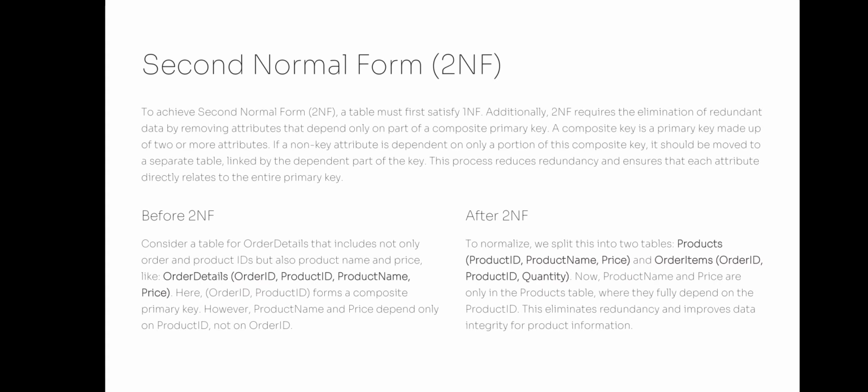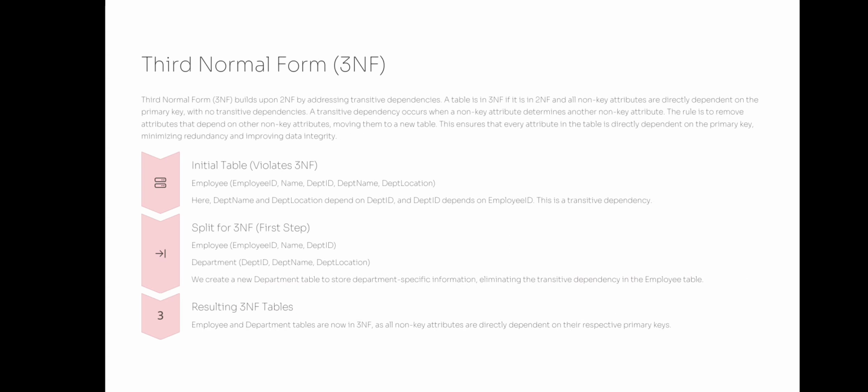To normalize this, we split it into two tables: product ID, product name, price; and order items: order ID, product ID, quantity. Now product name and price are only in the product table, where they are fully dependent on the product ID. That eliminates redundancy and improves data integrity for product information.